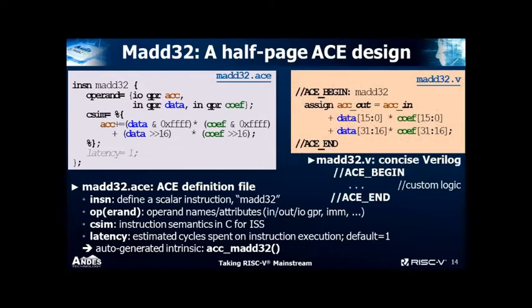The V file contains concise Verilog, where the instruction-specific Verilog logic is enclosed between ACE_begin and ACE_end. And designers don't need to worry about the rest of the logic, such as pipeline control, the ACE and baseline CPU interface, and so on, which will be taken care of by our tool automatically.